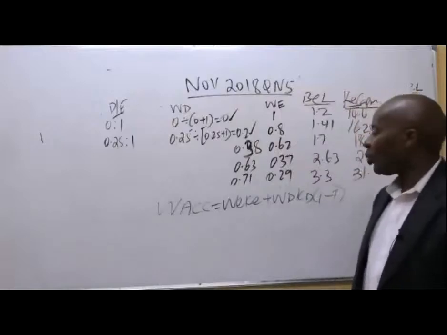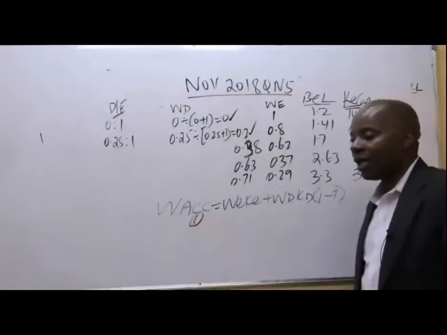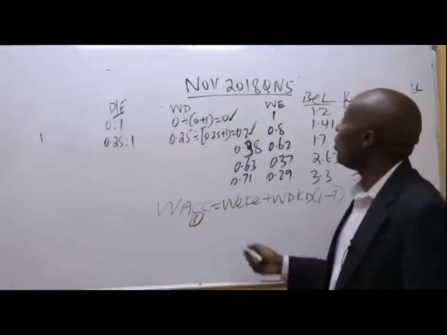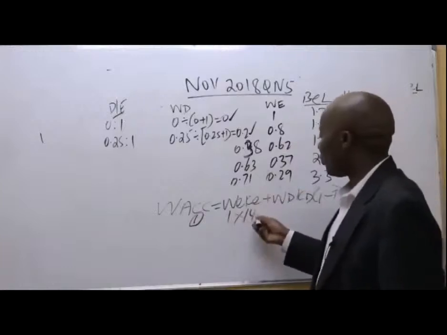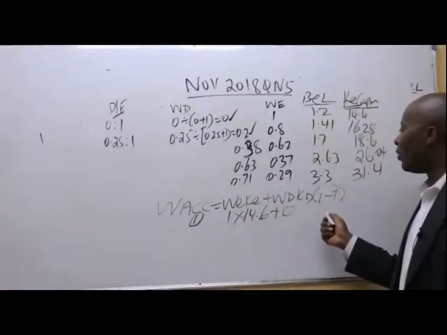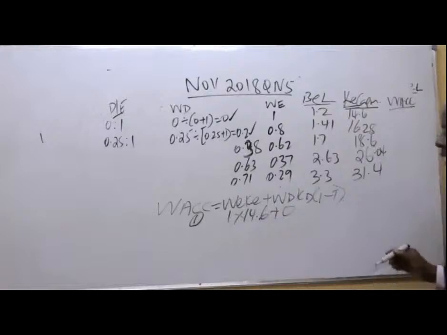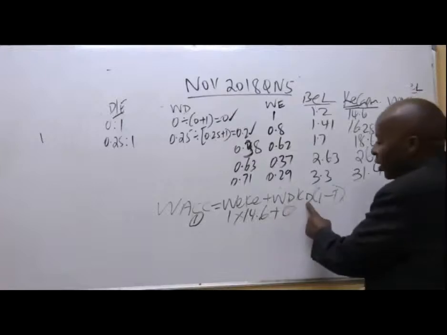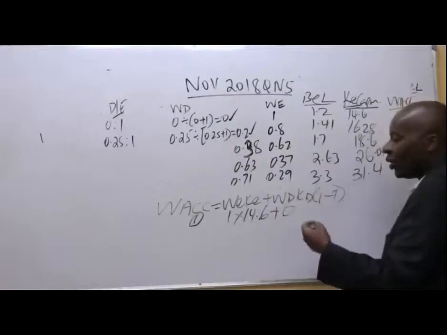So, ladies and gentlemen, what we shall do here is to come and pick our first WACC. I can see the weight of equity is 1. I can see the cost of equity, which is 14.6. And because the weight of debt indeed is 0, this will kill everything. So I'll create a column here for WACC. My first WACC will be 14.6. If the weight of debt is 0, regardless of what you put after that, you'll end up getting 0.